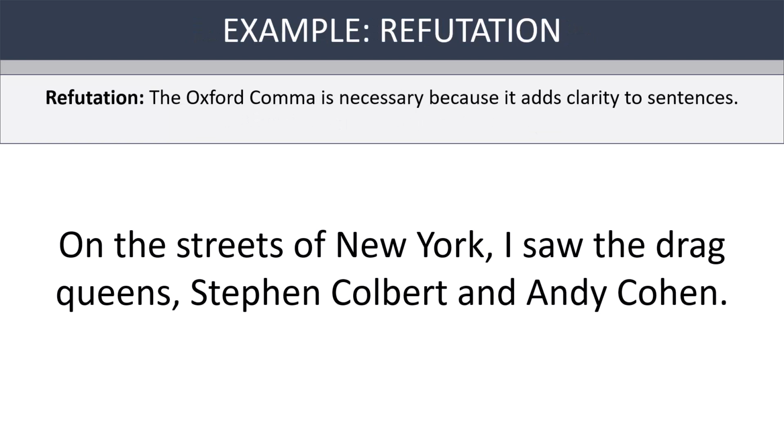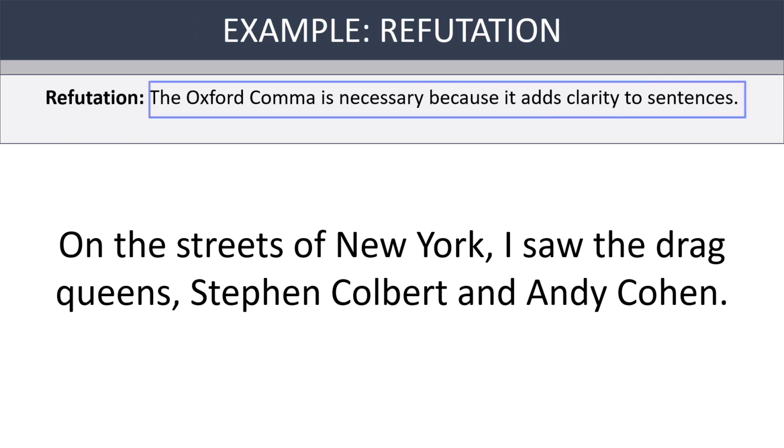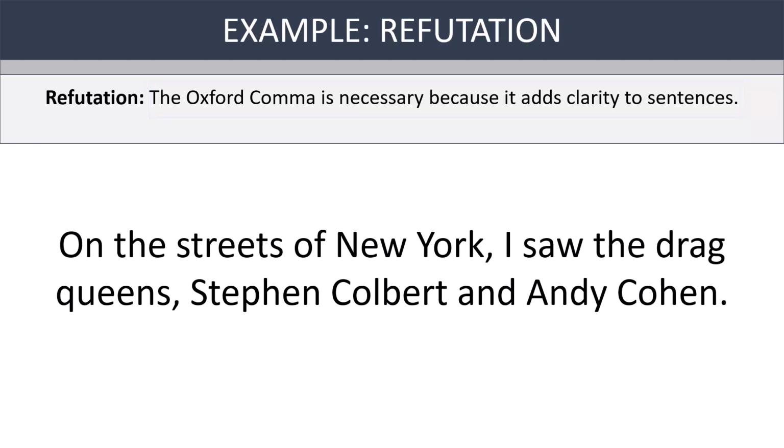So here we are at the refutation, and for this example, the refutation is the Oxford comma is necessary because it adds clarity to sentences. It's as simple as that. So let's move on to the third component, which is the support for the refutation.